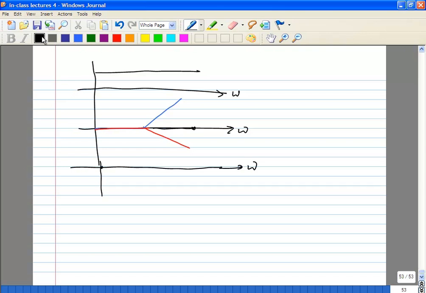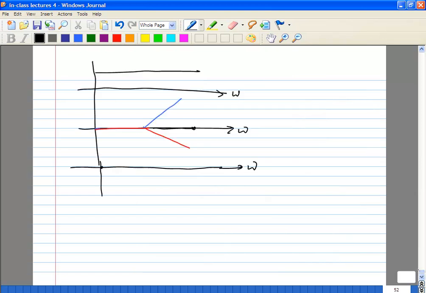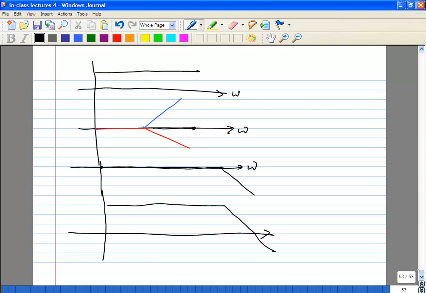And if you look at the third term, you have a single pole at SCS over GM. So it goes like this. So obviously the overall transfer function will look good. Overall transfer function is going to look very good. This is your AV of omega. So instead of being limited by this pole, you are now very far out, assuming that GM is very large.